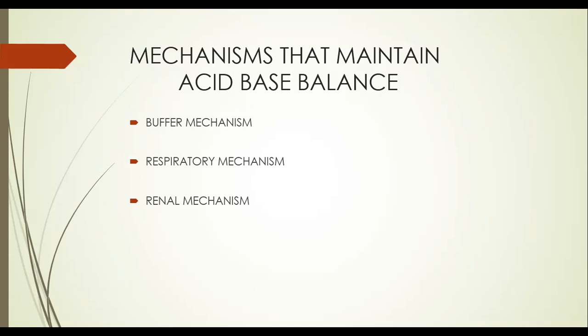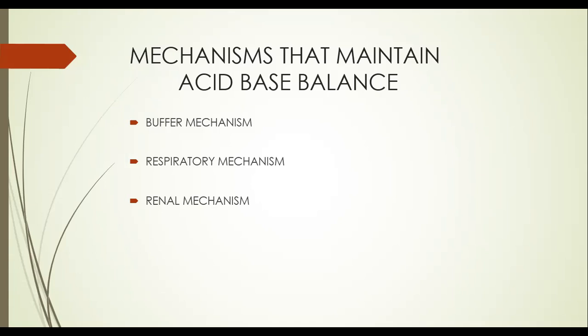Next is the renal mechanism, which is the third line of defense mechanism. It takes some hours to days to come into action. Here the kidney functions to increase the blood sodium bicarbonate content and decrease the carbonic acid content. Thereby, it increases the bicarbonate to carbonic acid ratio and the blood pH. Okay, so the kidney increases the blood sodium bicarbonate level and it maintains the ratio and the blood pH level.